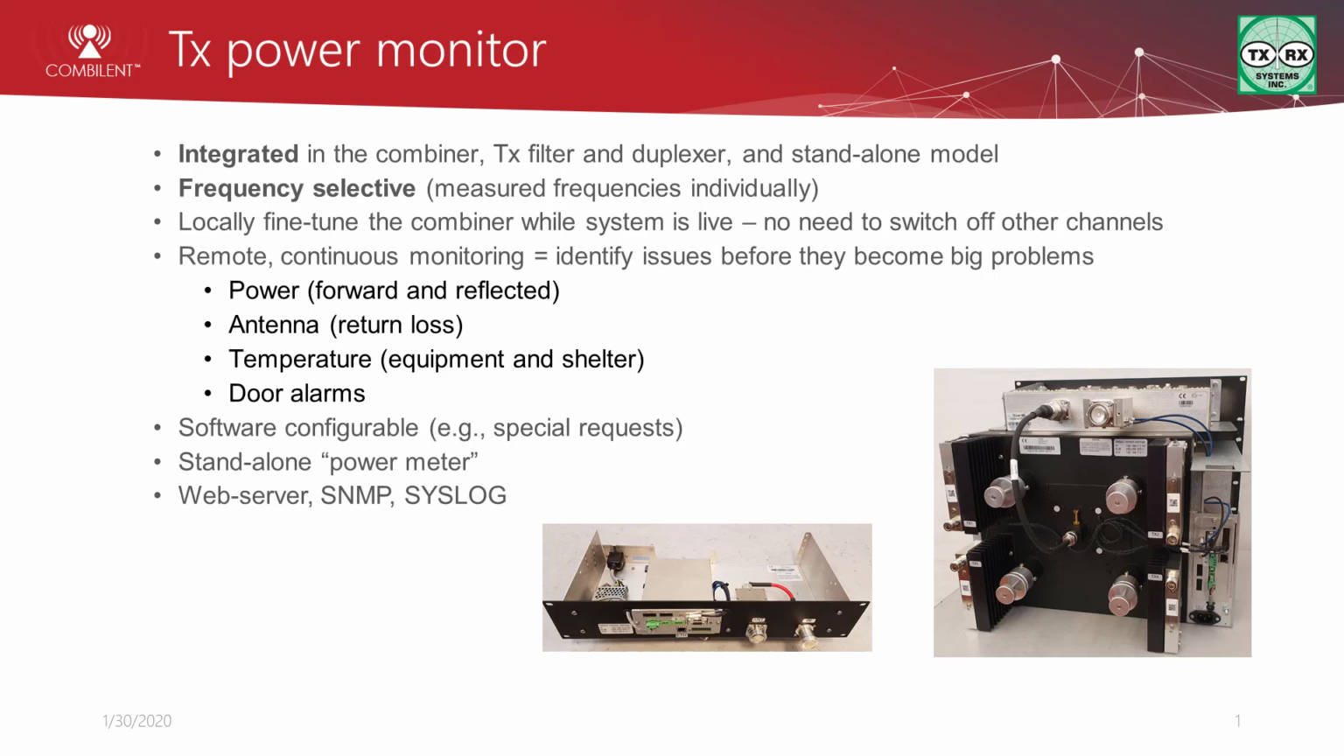The following presentation is an introduction to the Frequency Selective Transmit Power Monitor from Combilent TXRX. This small unit is installed in line between the output of the combiner or the transmit filter or duplexer, if one is used, and the transmit antenna system at the base station rack. It continually monitors the status of the transmit antenna system without interfering with normal operation.